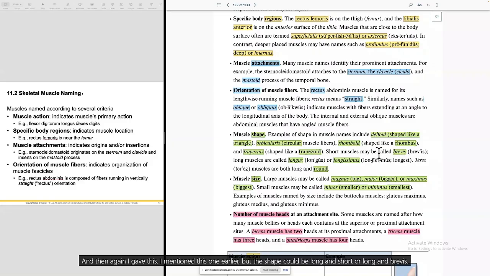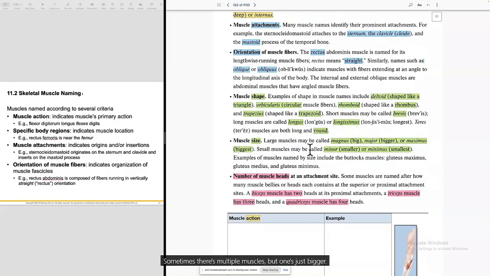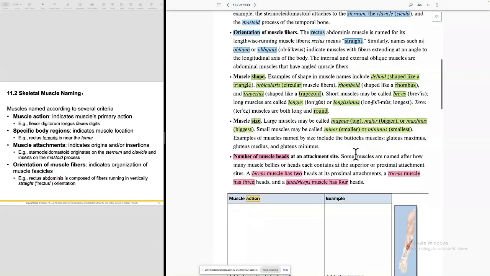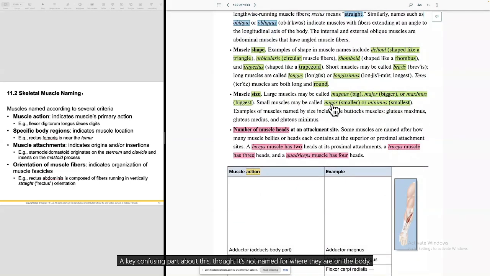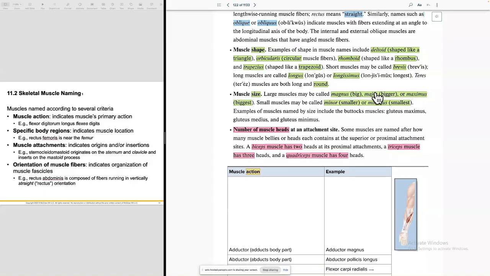And then again, I mentioned this one earlier, but the shape could be long and short, or long and brevis. Sometimes there's multiple muscles, but one's just bigger, and the bigger one could be called magnus, or sometimes it's just major, and a smaller muscle could be minor. When we look into the glute area, there's gluteus minimus, gluteus maximus, all these in the same area. They're just named from small to large or large to small. A confusing part about this, though, it's not named for where they are on the body. We're going to see two muscles called rhomboid major and rhomboid minor. And everybody wants to put the major in a certain area, but it's just the bigger one. All right, let's keep going.